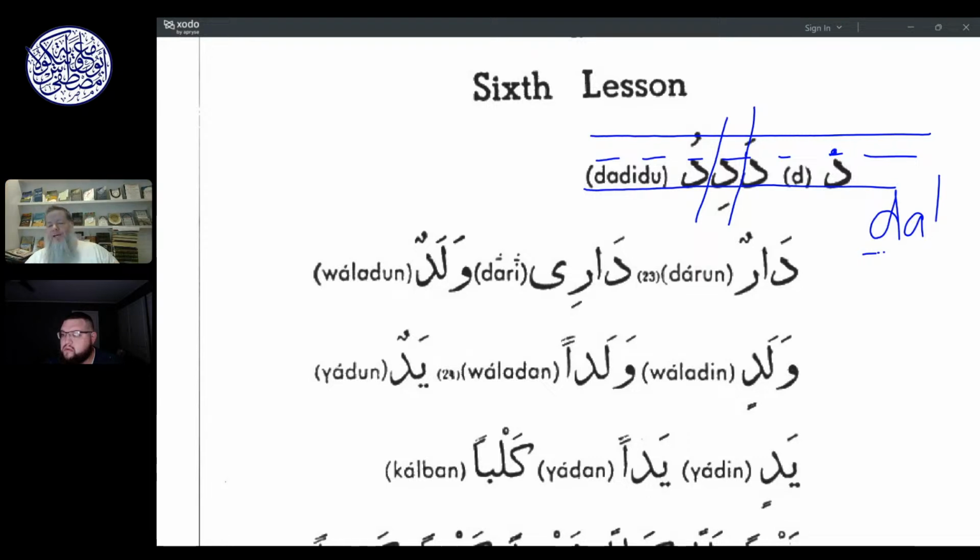And then we also have the fa, which we'll get to, inshallah ta'ala. And we have the hamza. And the hamza is important, as we will see.